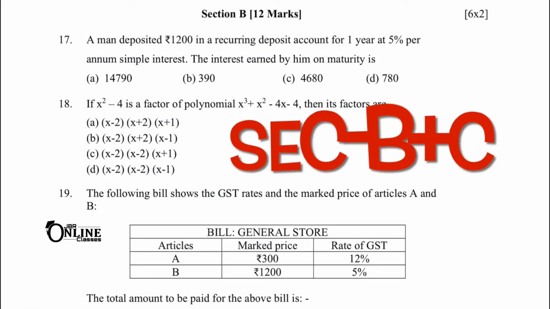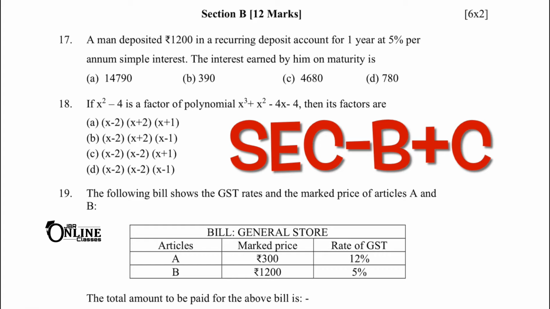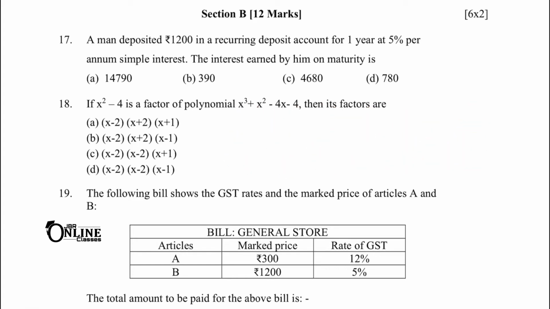So here in section B, it's 12 marks. And here 6 into 2, that means total 6 questions. Each question carries 2 marks. So here the first one: a man deposited rupees 1200 in a recurring deposit account for 1 year at 5% per annum simple interest. The interest earned by him on maturity.